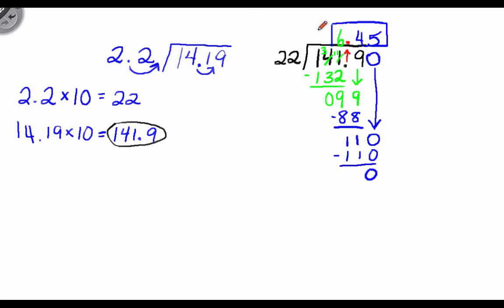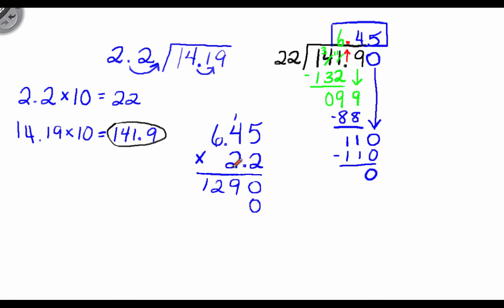Now what we can do if we're not sure our answer is correct, we can go back to our original problem. This means that when we multiply 2 and 2/10 times 6 and 45/100ths, we should get 14 and 1900ths. So let's go ahead and see if we were close. 6.45 times, and we remember we're going back to our original problem, 2 and 2/10. 5 times 2 is 10. 2 times 4 is 8, and 8 plus 1 is 9. 2 times 6 is 12. And we move over one place, so we have to add a 0, and we will basically have the same numbers. So we have 2 times 5 is 10.